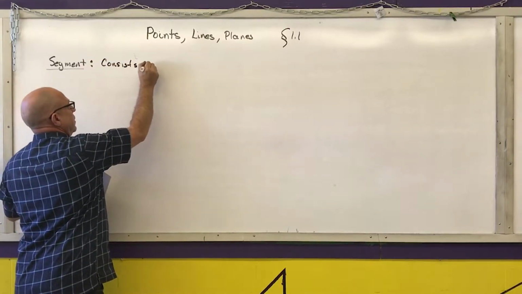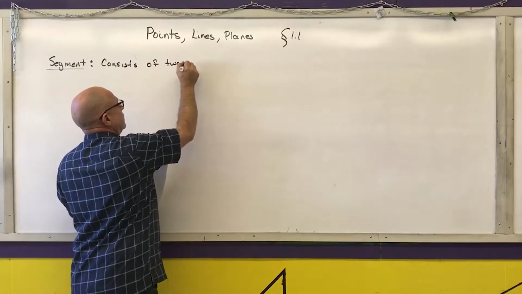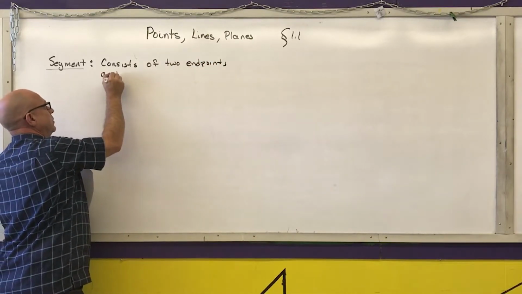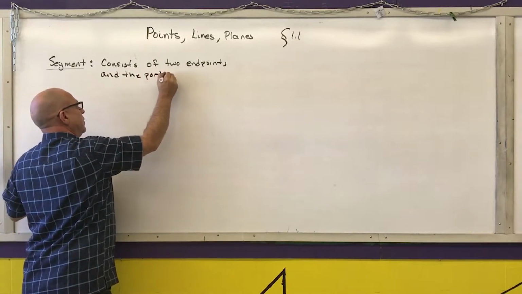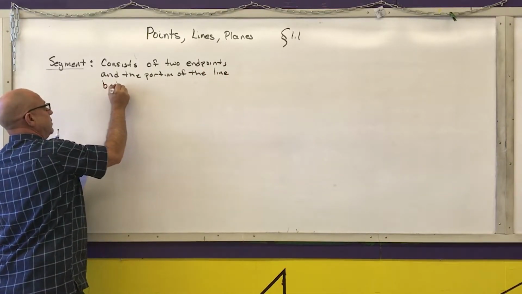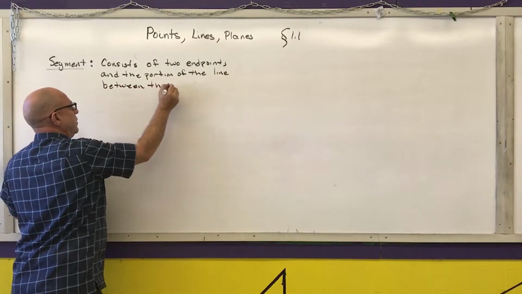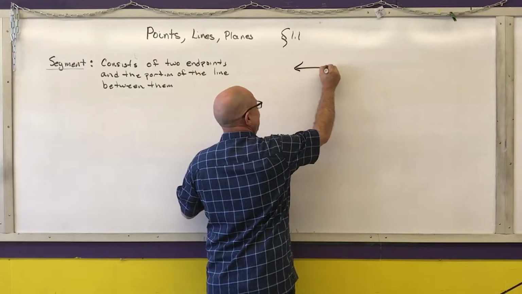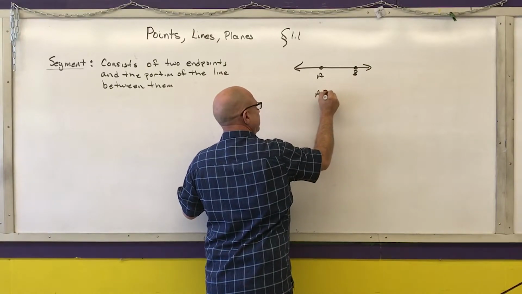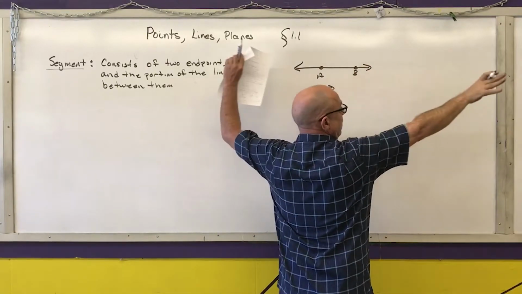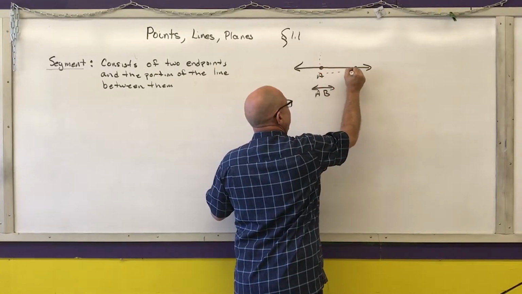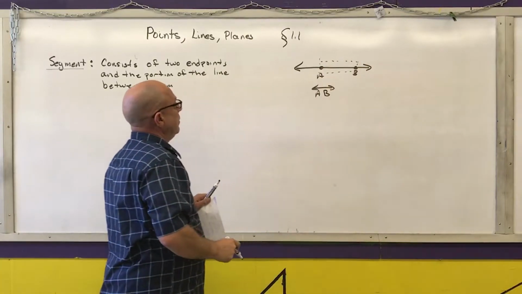It consists of two endpoints and the portion of the line between them. Okay, so if I had line AB, so that was line AB. So I used the line symbol. That encompasses everything going on forever in both directions. What the segment talks about is this region that I am putting in that dotted purple.